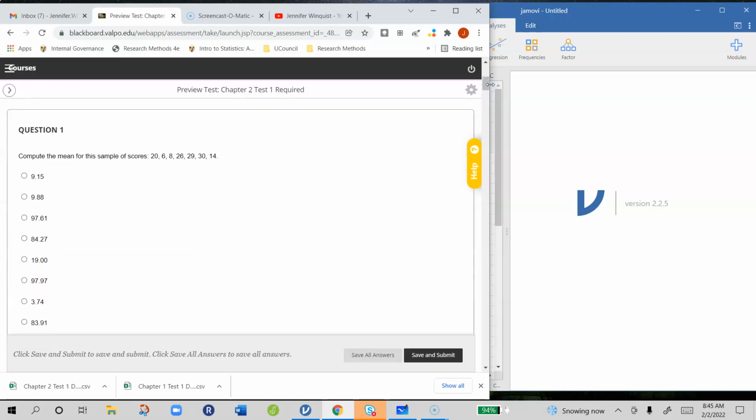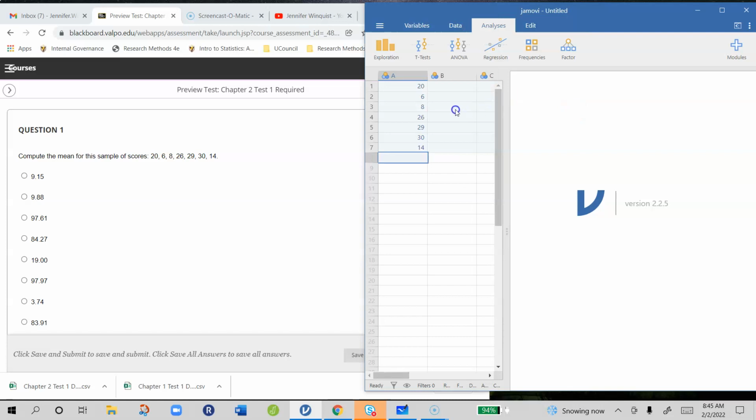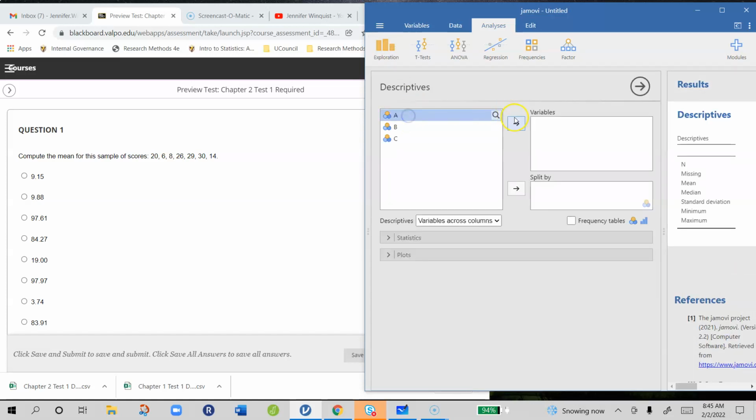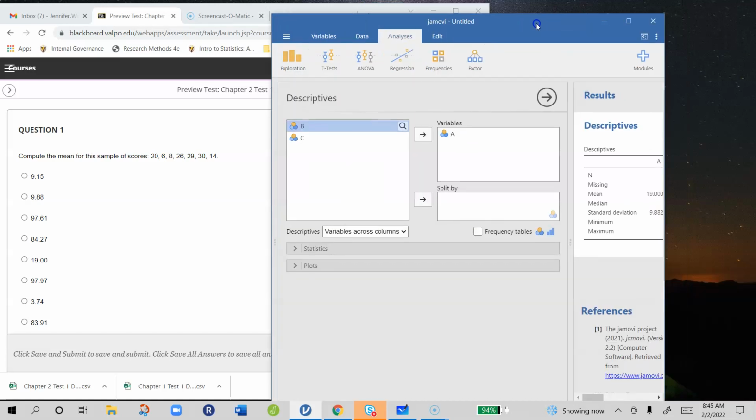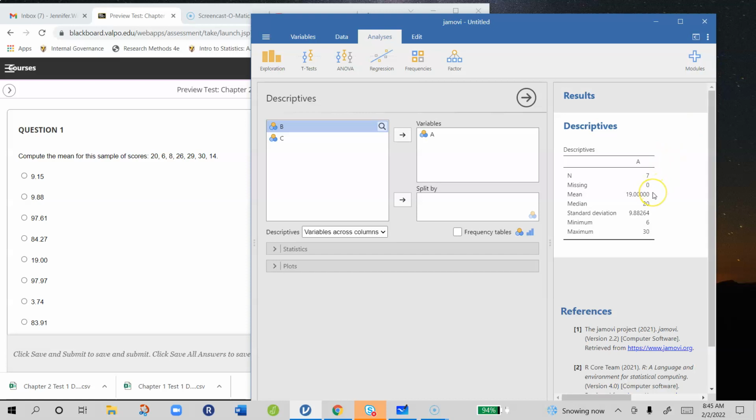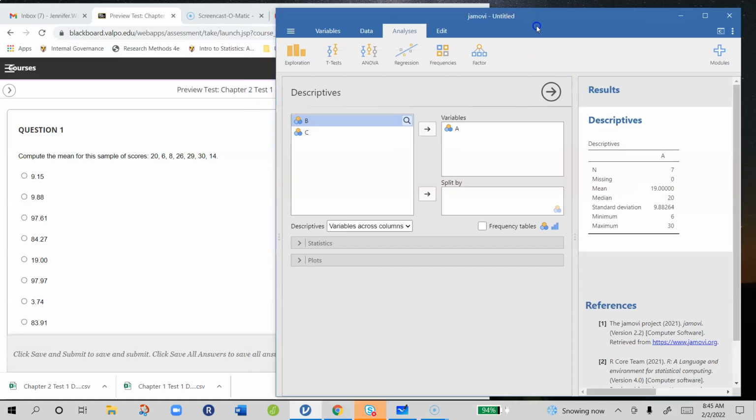Alright, so the very first question asks you to compute the mean for a sample of scores. You could do this by hand, or you're welcome to use Jamovi. You can just enter your scores that I've already entered here into Jamovi. They all go in one column. Right? So I have my scores entered, and then to compute the mean, I click on Exploration, Descriptives. Move that variable over. I didn't label it, it's just variable A. And then you can see there that it will automatically give you the mean and standard deviation. So my mean here is 19.